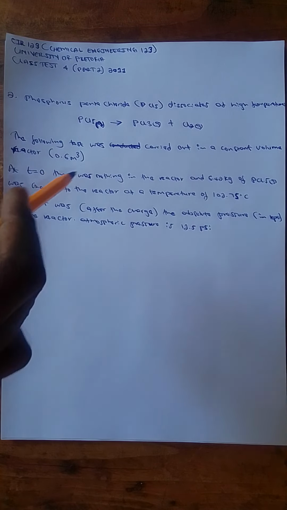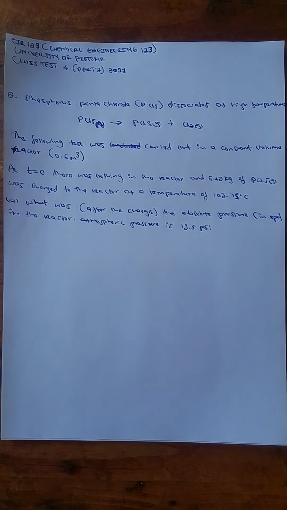It says the following test was carried out in a constant volume reactor of 0.66 meters cubed. At T equals 0, there was nothing in the reactor, and 5.42 kilograms of PCl5 gas was charged to the reactor at a temperature of 102.75 degrees Celsius. Now question A says, what was, after the charge, the absolute pressure in kilopascals in the reactor? And we are given the atmospheric pressure there.